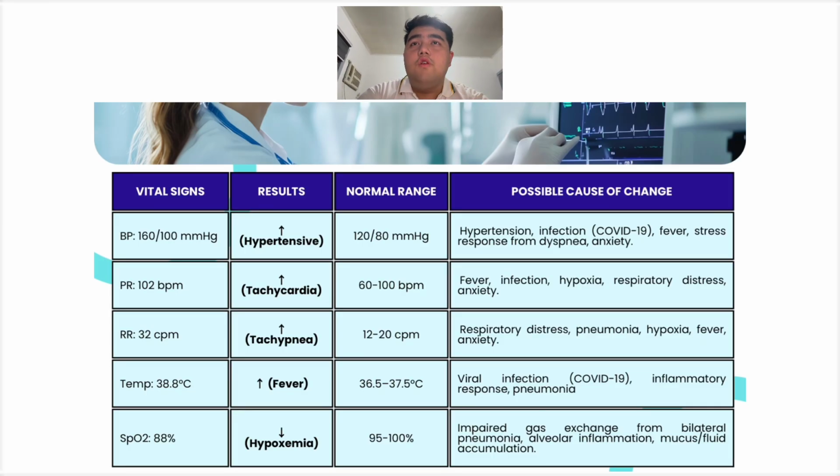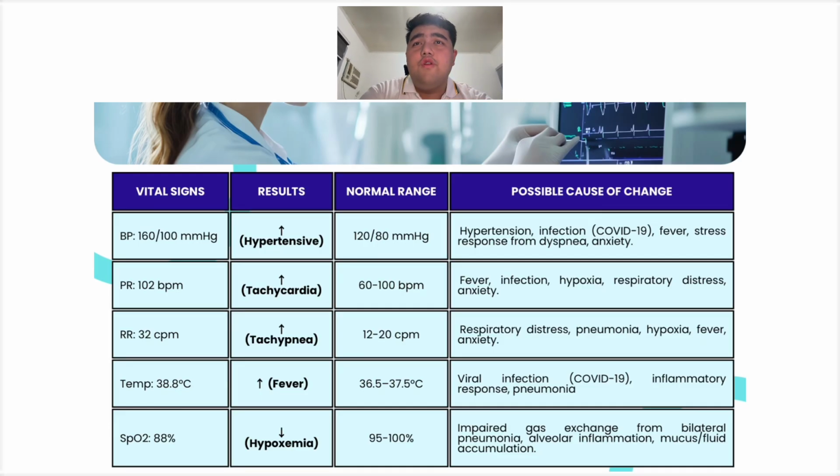So for the pulse rate, we have 102 BPM. The result is tachycardia because the normal range of PR is 60 to 100 BPM, and the client's PR is 102. The possible causes of change are fever, infection, hypoxia, respiratory distress, and anxiety. And for the RR, respiratory rate, we have 32 CPM. The result is tachypnea. The normal range of RR is 12 to 20 CPM, and the client's RR is 32, so it's way off, too high. The possible causes of change are respiratory distress, pneumonia, hypoxia, fever, and anxiety.